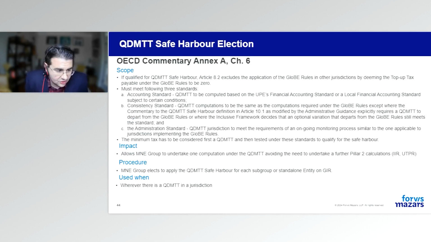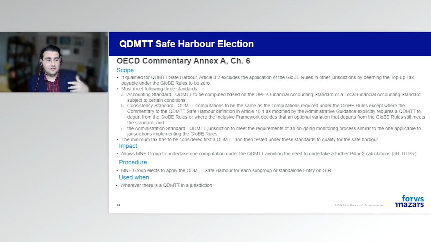So, in the interest of time, with a QDMTT, you run a QDMTT calculation, and you're still required to run a top-up tax calculation. What the QDMTT safe harbor allows you to do is, if you follow certain standards laid out in the QDMTT safe harbor released in the July 2023 guidance, and your QDMTT computation meets this standard, you don't have to go forward and calculate the top-up tax afterward. What they're getting at is that your QDMTT could calculate, say, $100 of top-up tax in a jurisdiction, and then when you run your full scope calculation, it's more like $102 of top-up tax that your IIR calculation should have picked up.